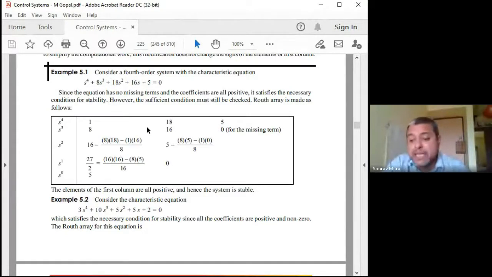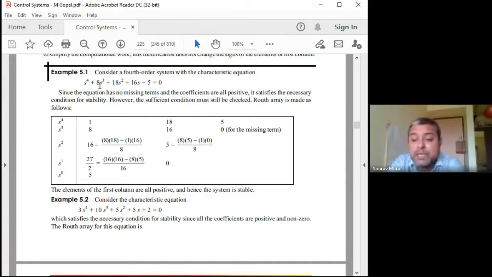Students make mistakes here because they are not observant. So the first line is all the coefficients of the even polynomial. The even polynomial is s to 6, s to 4, s to 2, and s to 0. So this constant, 5 into s to 0, is also a part of the even polynomial. What is the odd polynomial? s to 1, s to 3, and so on. So you have to divide this whole characteristic equation into two parts: the even polynomial and the odd polynomial.